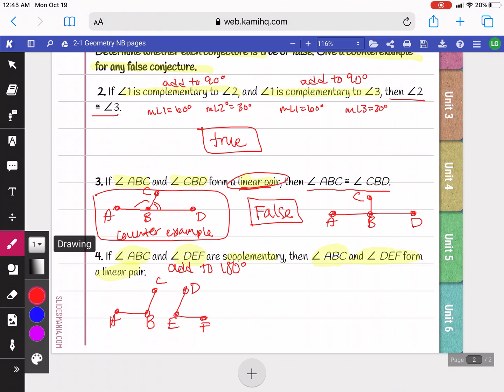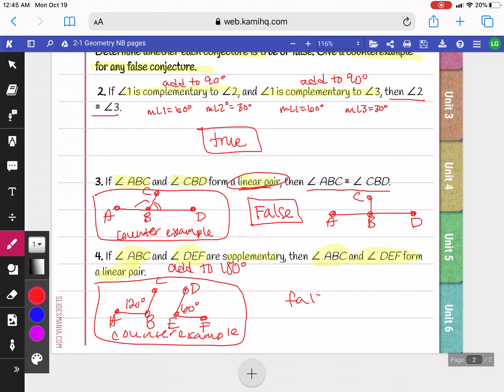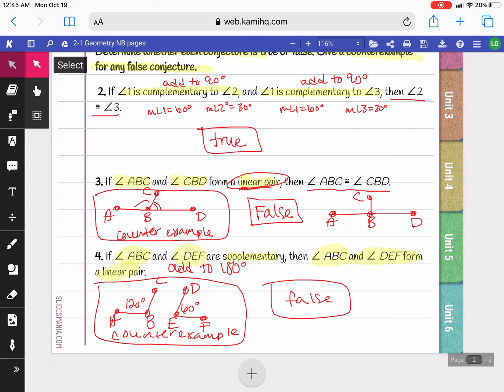So even though they both would add to 180 like a linear pair and supplementary angles do, like this could be 120 and this could be 60, they're not going to be a linear pair because they can't be touching, since they have different points on those lines. So this would be a counterexample. And since we can come up with a counterexample, that means the conjecture was false. So again, if you can come up with anything that goes against your conclusion, that's called a counterexample. Even one counterexample is enough to prove that a conjecture or conclusion is false.